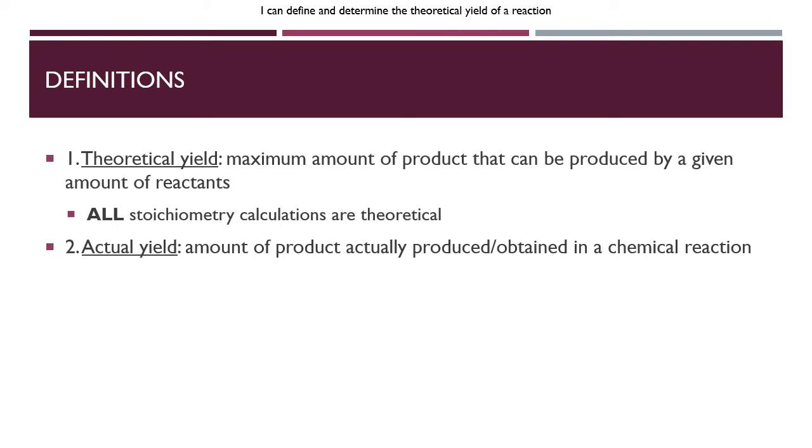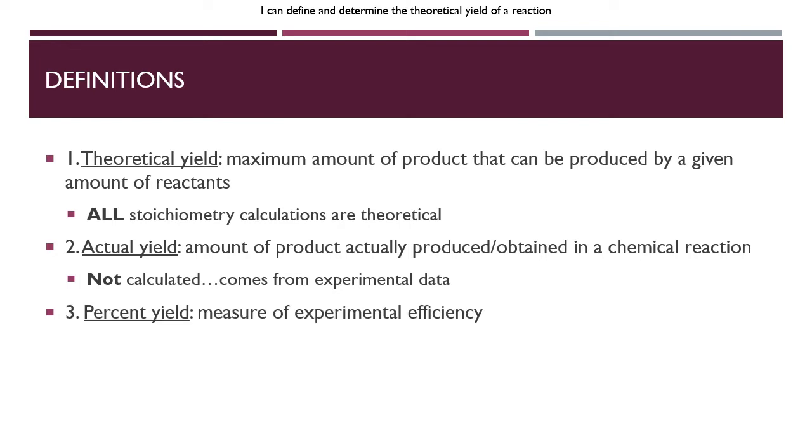The actual yield is what you would think it would be based on the term. It is the amount of product that is actually produced or obtained in a chemical reaction. This cannot be calculated. You can't calculate what the actual yield is going to be. You just have to do the reaction, collect the product, measure its mass, and you know your actual yield. Or in the case of the problems that you're given to work here, you just have to be told what the actual yield is. There's no way of calculating what the actual yield is going to be.